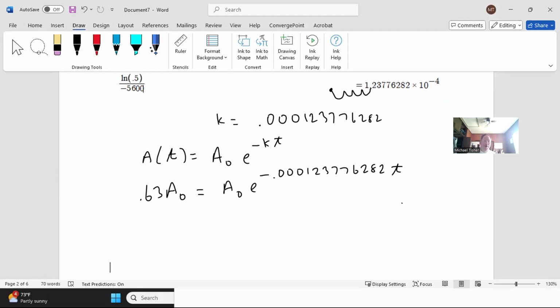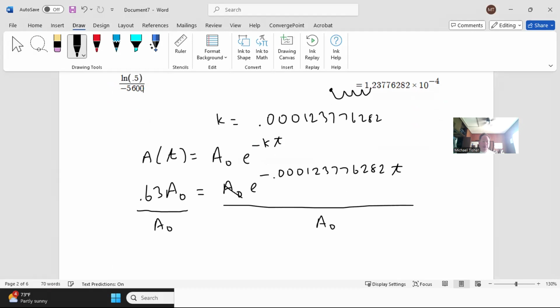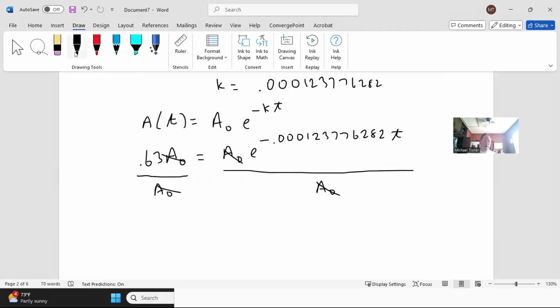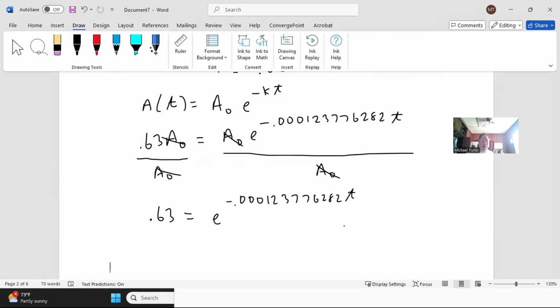All right, now just like we did before, we can divide both sides by a sub 0 to get rid of all the a sub 0s. So let's go ahead and do that now. The a sub 0s go away on both sides. Then we're left with 0.63 equals e to the negative 0.00012377682t. Now we just have one variable showing, which is the t. So now we can get the t by itself.